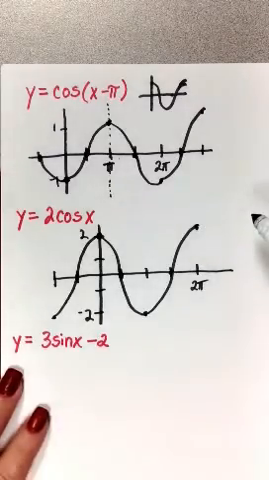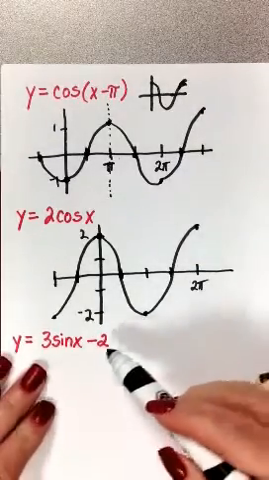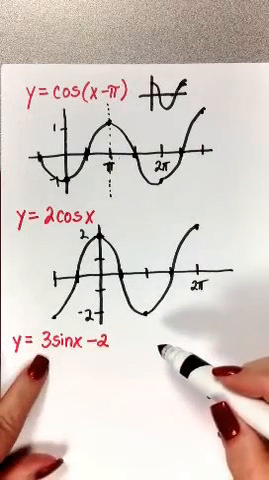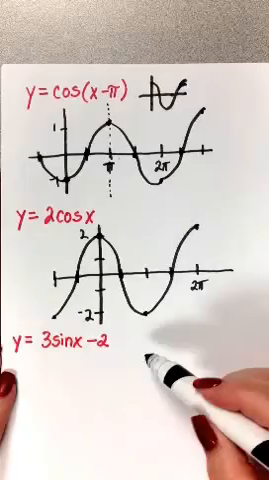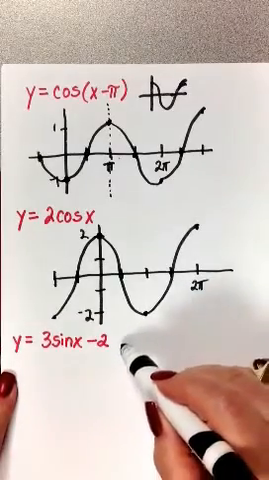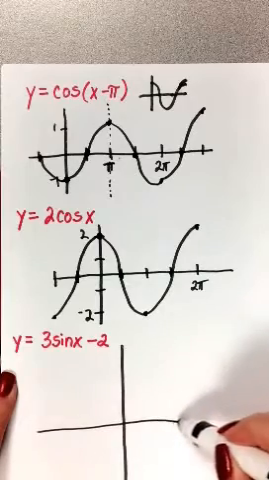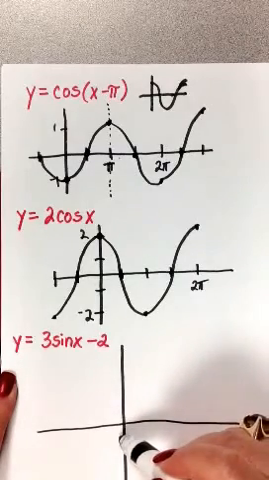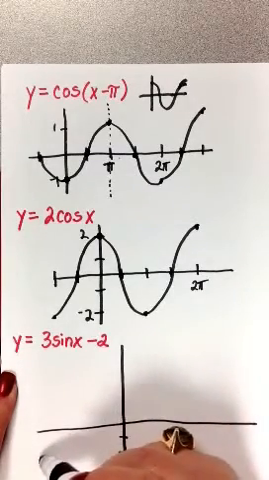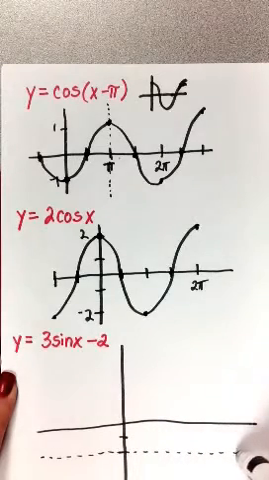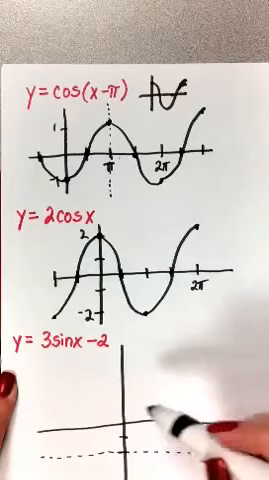Next thing that we have is a sine function with an amplitude change, and it's going to be shifted down 2 units. So the amplitude is 3, but it's shifted down 2 units. There's no period change, so I can do that like normal. But it's going to be shifted down 2. So I'm going to put a dotted line. It's kind of like my x-axis is shifted down.